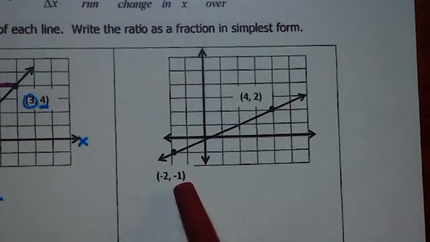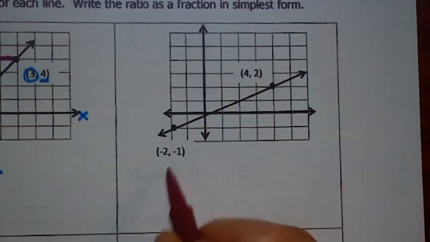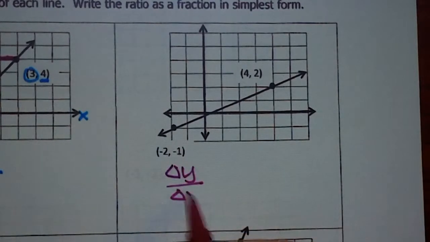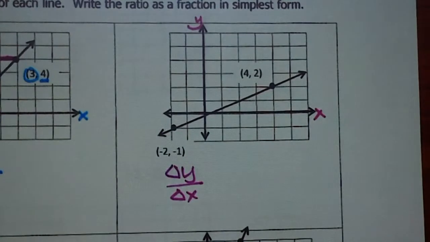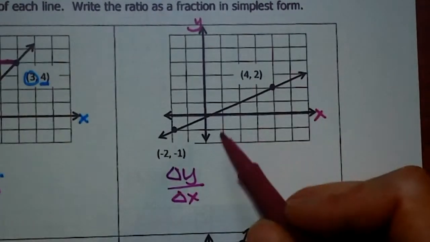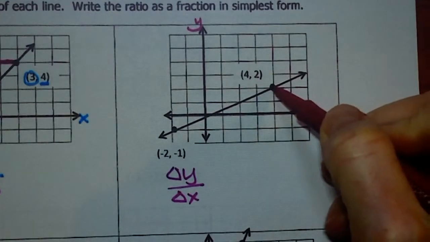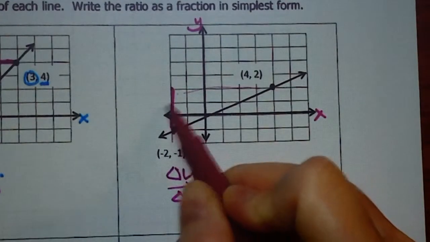I have (-2, -1) and I have (4, 2). So in order to tell me the slope of this line, you have to tell me the change in y divided by the change in x. And again, y is the vertical axis, x is the horizontal axis. So if it's change in y, you need to tell me how far up I need to go first. So to get across from this point, we need to go up 1, 2, 3.